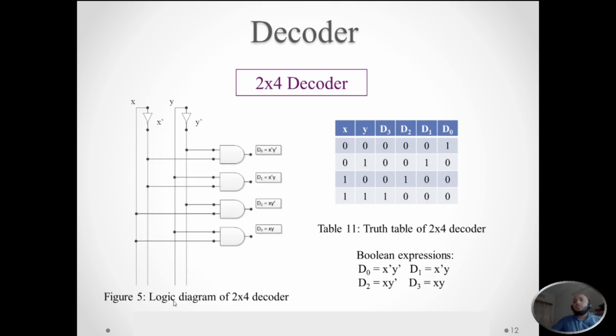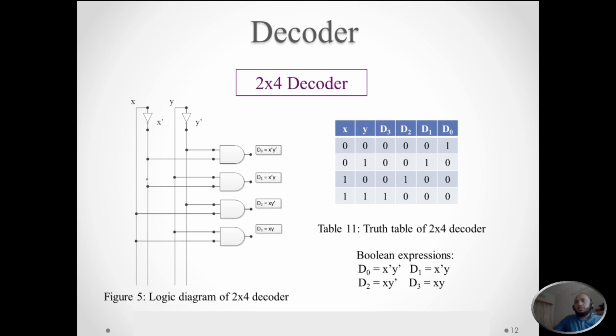So now let's draw the logic diagram of the 2:4 decoder. It is so simple, I think you can easily draw it. This is the truth table. For D0 we need x prime y prime, so this is y, and this is y prime. So x prime y prime for D0, x prime y for D1, x y prime for D2, so this is y prime, this is x prime, and for D3 xy.